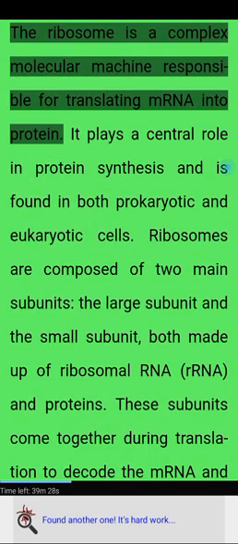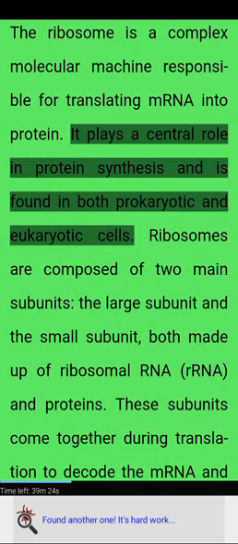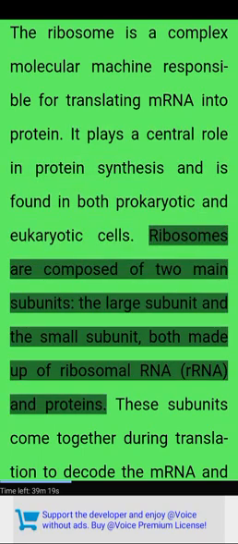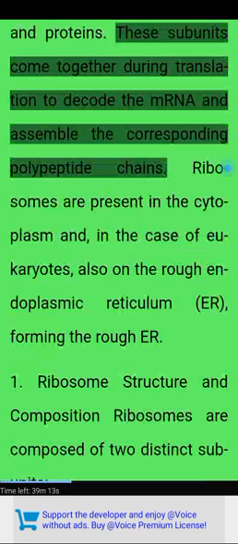The ribosome is a complex molecular machine responsible for translating mRNA into protein. It plays a central role in protein synthesis and is found in both prokaryotic and eukaryotic cells. Ribosomes are composed of two main subunits, the large subunit and the small subunit, both made up of ribosomal RNA (rRNA) and proteins. These subunits come together during translation to decode the mRNA and assemble the corresponding polypeptide chains.